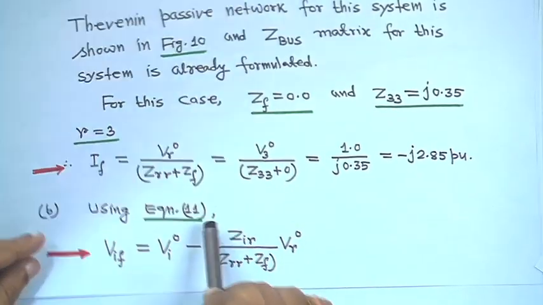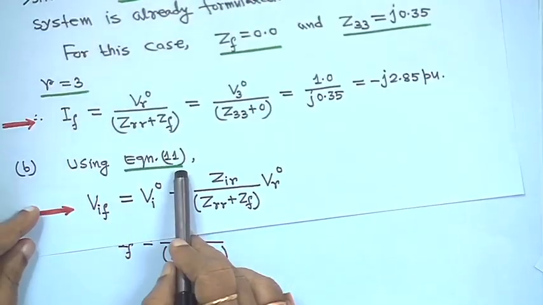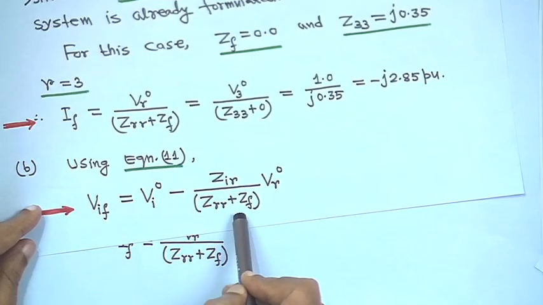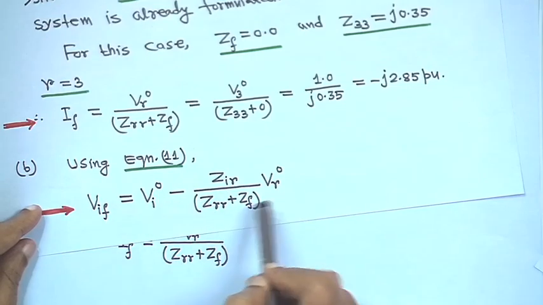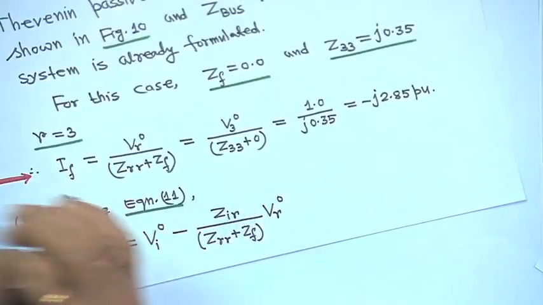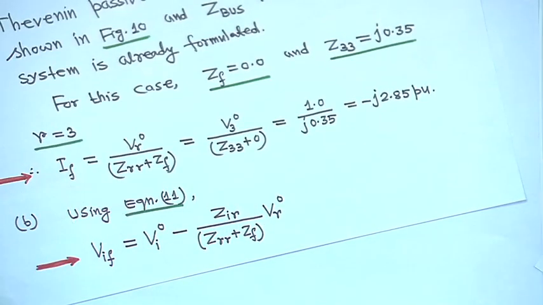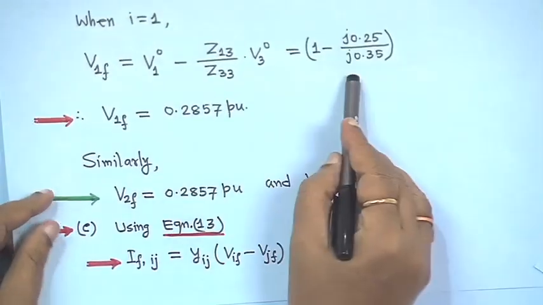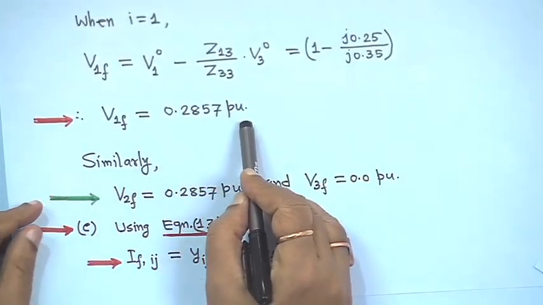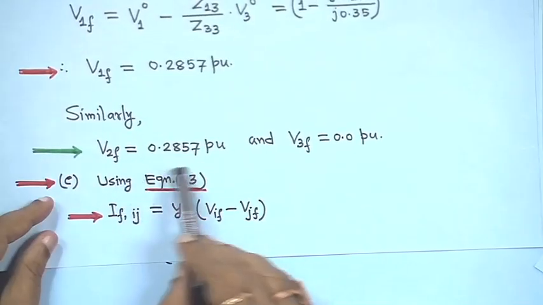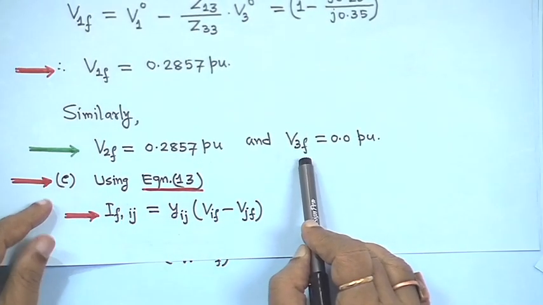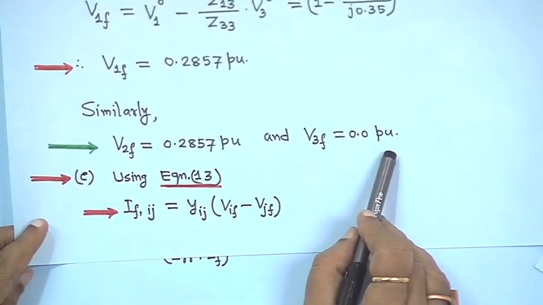So, using equation 11, that is ViF is equal to Vi0 minus Zir upon Zir plus Zf into Vr0, which we have already derived. When i is equal to 1, you can calculate V1F is equal to 0.2857. Similarly, for i is equal to 2, you will get 0.2857 per unit, and as the fault has occurred at bus 3, V3F is equal to 0.